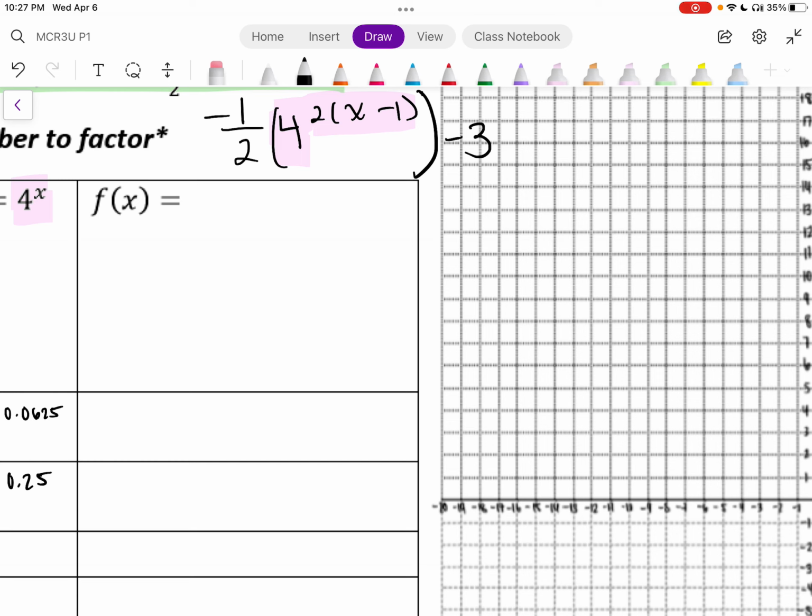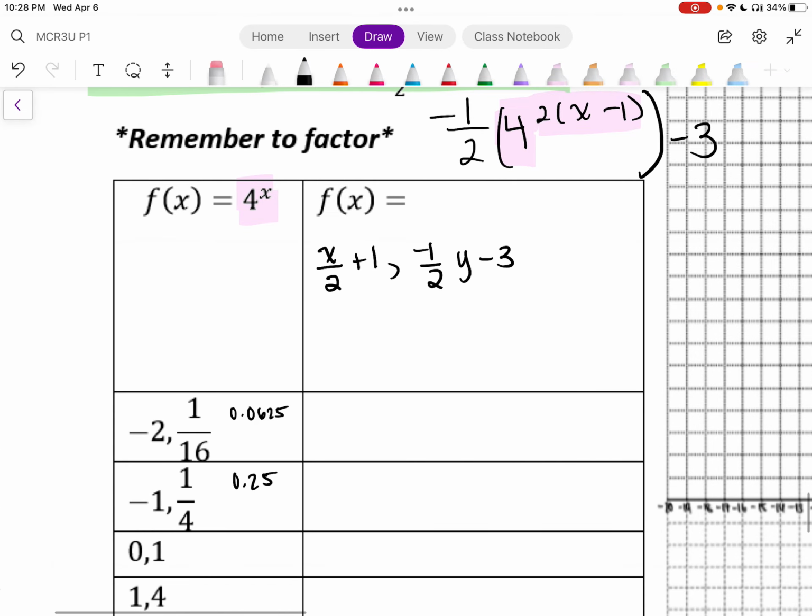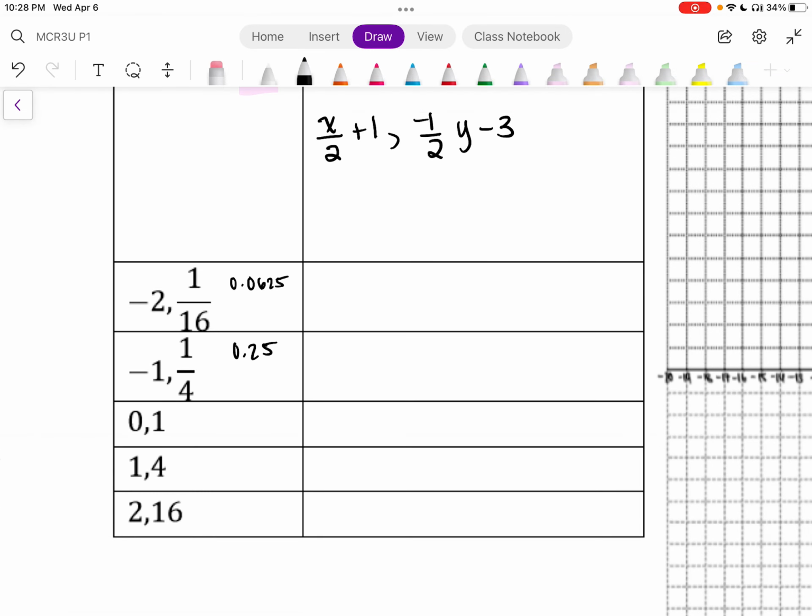So I know that the function is going to be x divided by 2 plus 1, right? And I'm going to take negative 1 over 2, y minus 3, and that's going to be my new points. So I'm going to take x, negative 2 divided by 2 plus 1. That's going to be negative 2 divided by negative 2, which gives me negative 1, plus 2 gives me 1, right?